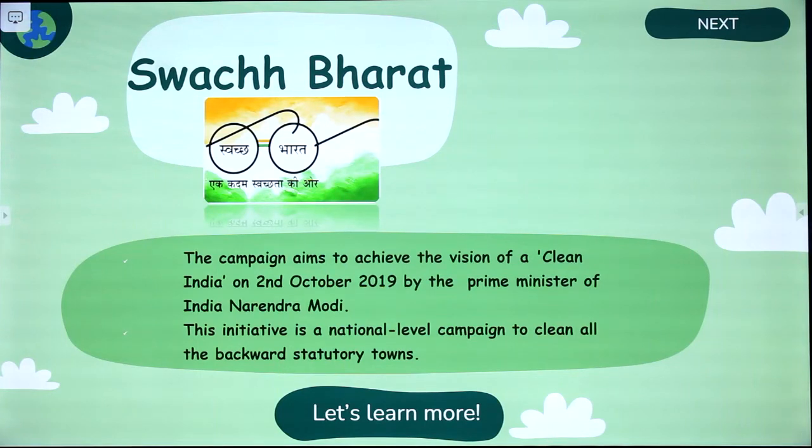One of the most important initiatives by the government is the Swachh Bharat campaign. The campaign aims to achieve the vision of a Clean India by 2nd October 2019, as set by Prime Minister Narendra Modi. This initiative is a national level campaign to clean all the backward statutory towns. With the coming of Independence Day, we should know, understand and realize the importance of the Swachh Bharat campaign.